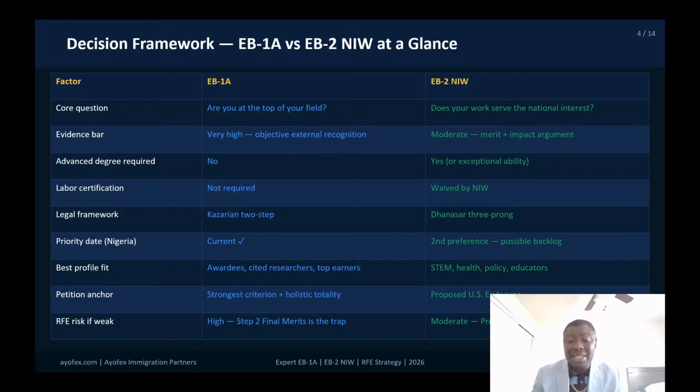The RFE risk is moderate as far as EB-2 is concerned. Most times, what is challenged is prong 3, whereby you need to show that it will be in the US's best interest to waive the labor certification, because the labor certification was put there to protect Americans' jobs. So you want to show the USCIS officer that what you will bring to the US is more important than them trying to protect 1 or 2 American jobs.